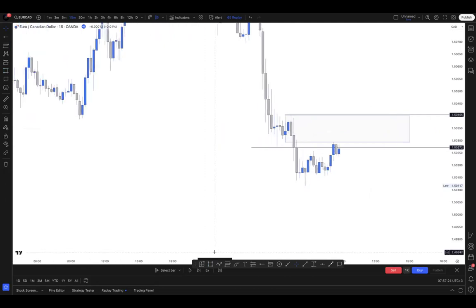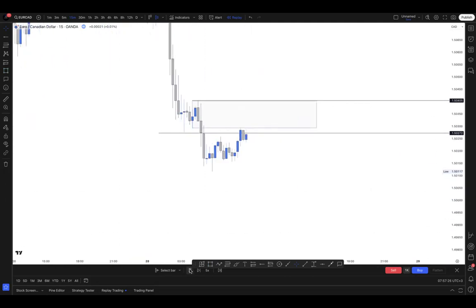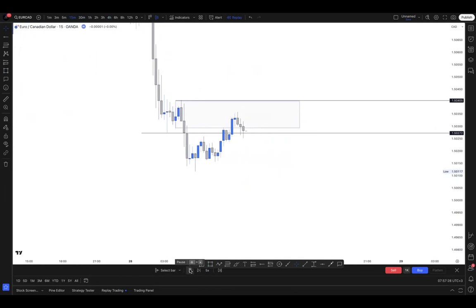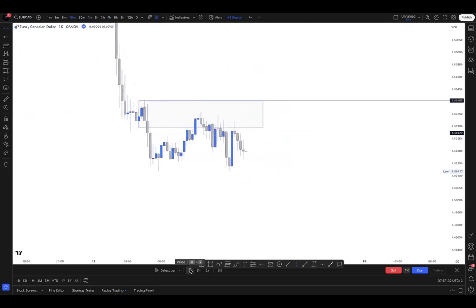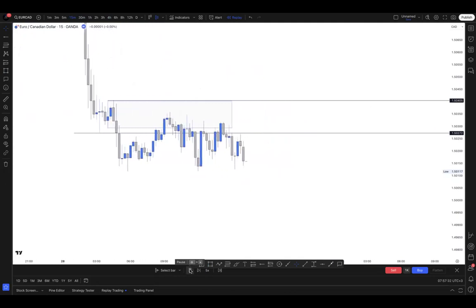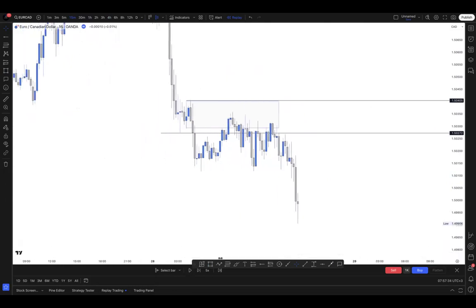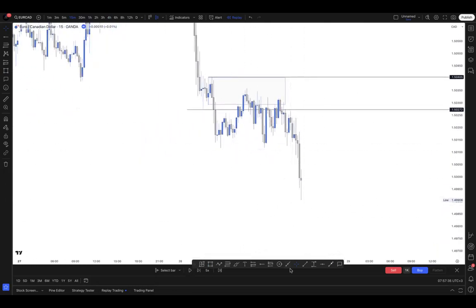That's why price came in to tap into that area and started to sell. That's how it is selling. That's how I caught those sales in the VIP. And price broke the low.